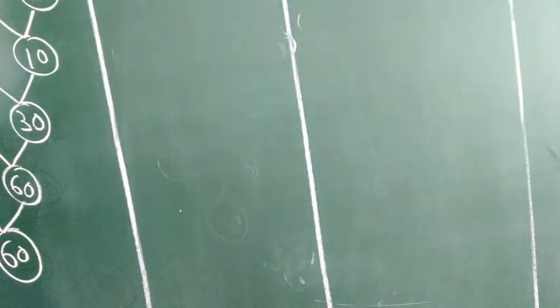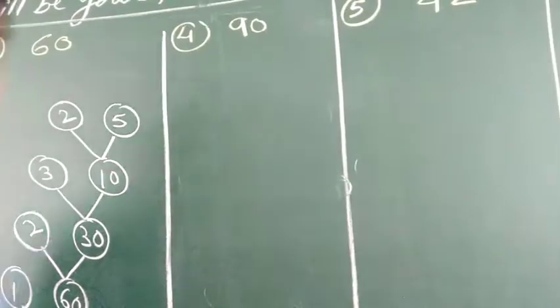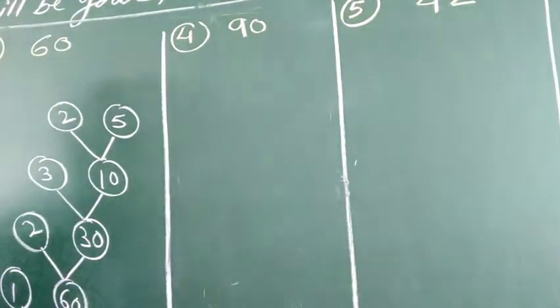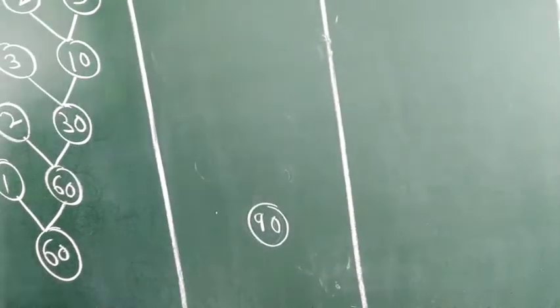Next example is our number 90. Next example क्या है अपना? Number 90. See, क्या होगा बेटा फिर? Factors of 90.